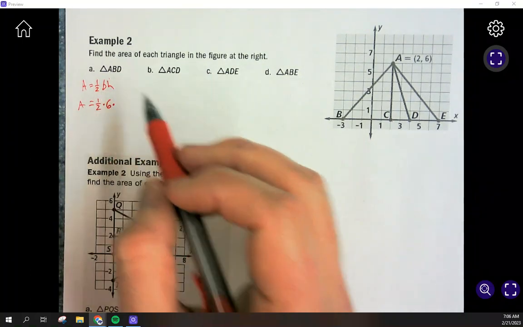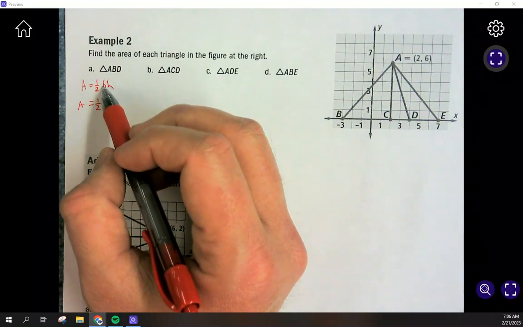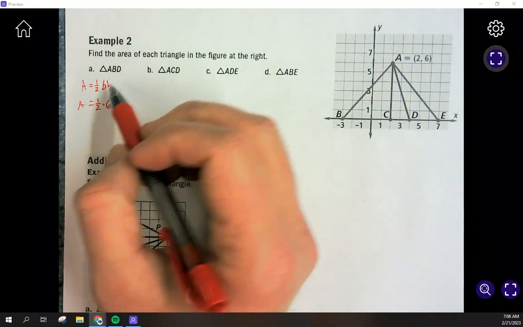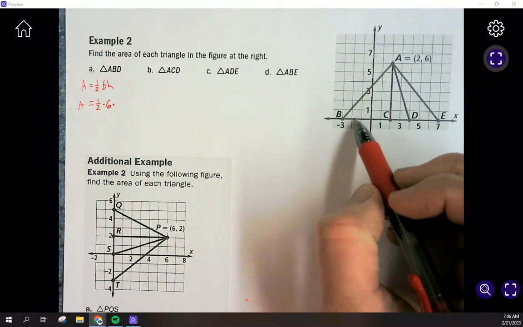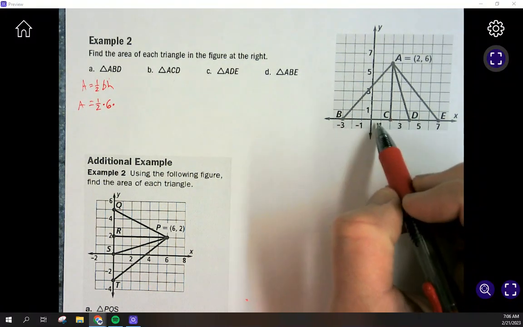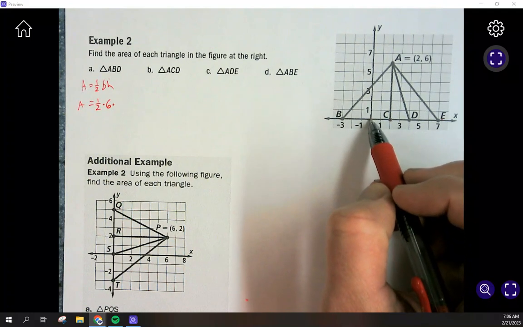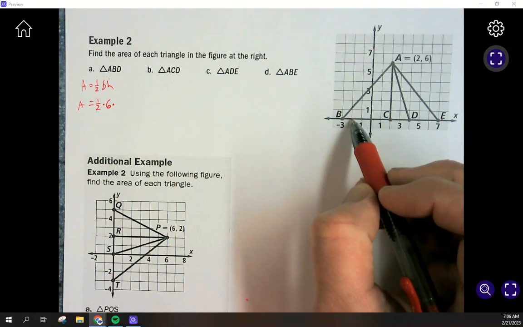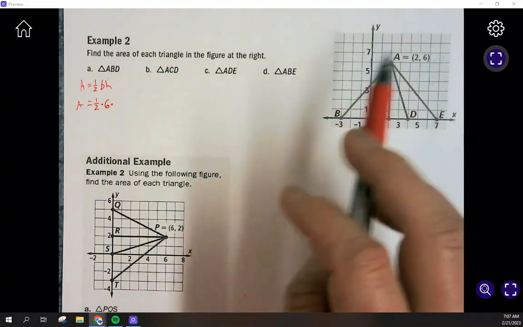Remember, it doesn't matter which one you call the base and the height here. So I'm going to call that 6. So really, if I was going to write it like that, I would probably want to write H times B, but that's really not important. And then you would count across the entire base here. So from here to here is 7. And then we have 1, 2, 3. So this should be a total of 10. Oh, I'm sorry.